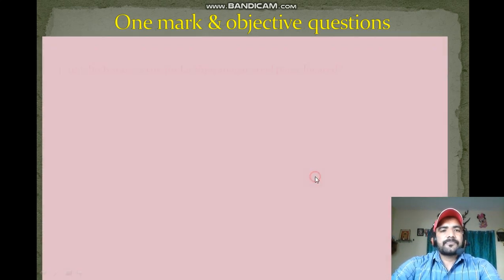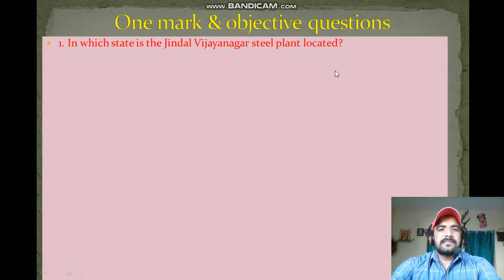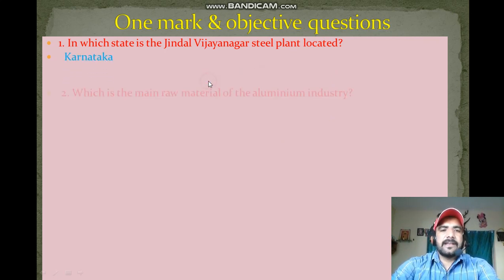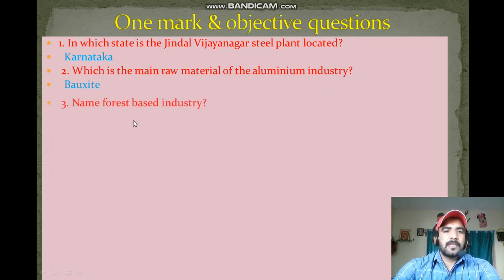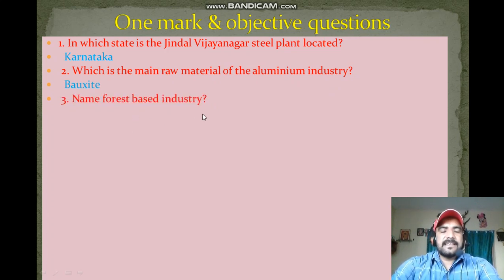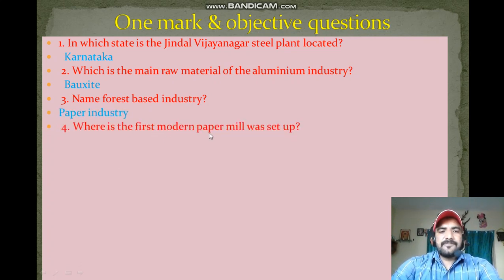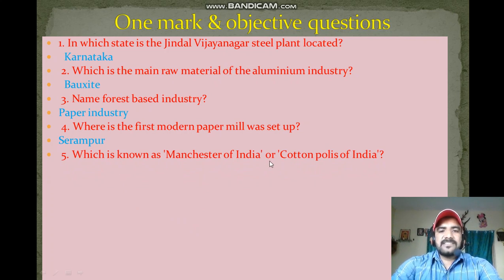Go to next one. In which state is the Jindal Vijayanagara steel plant located? That is in Karnataka, Ballari district. Next one, which is the main raw material of the aluminium industry? As you know, that is bauxite ore. Next one, name a forest based industry. That is the paper industry. Next one, where was the first modern paper mill set up? That is in Serampore in West Bengal. Next one, which is known as the Manchester of India or Cottonopolis of India? You know that is Mumbai.